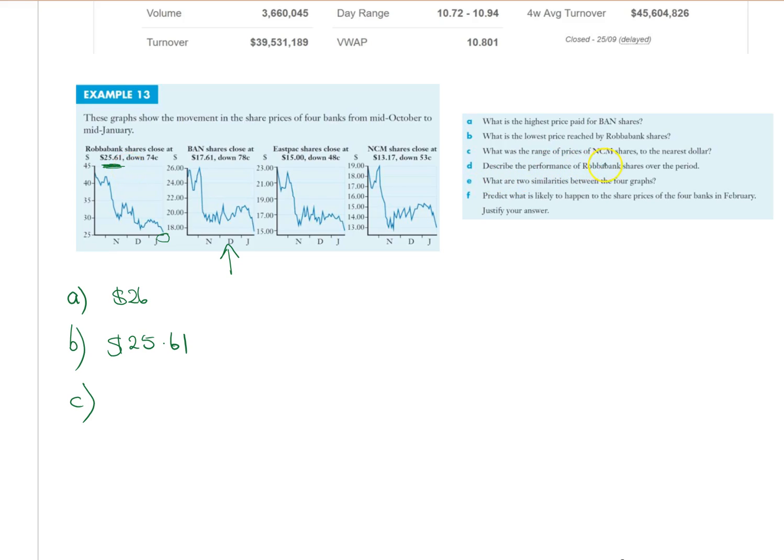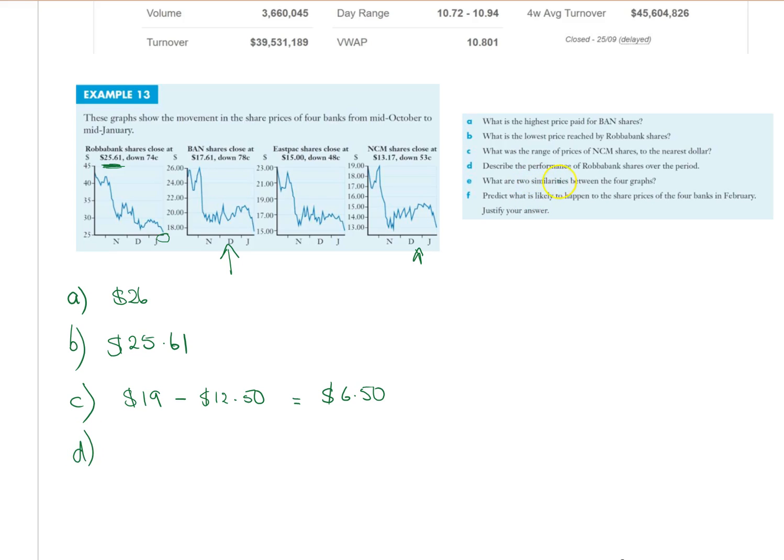C asks for the range of the prices in the NCM shares. It's fairly obvious to see that the highest price was the 19. I think you could be forgiven for reading the lowest price as possibly $12.75 or even $12.50. I know this example comes from the textbook, and I know in the textbook that they actually said $12. It's not that convincing to me that the lowest price is $12. It certainly looks more than that when I look at the scale. So while they've said 12, I will accept anything between $12 and $12.50, and at $12.50 that's a range of $6.50.